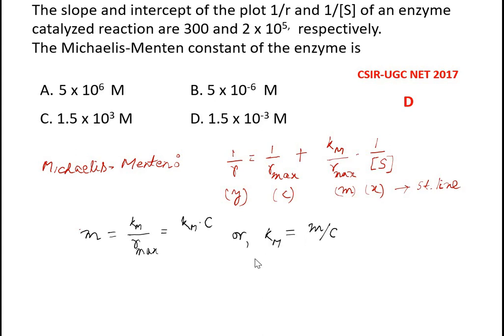From this we can see that the slope is Km by R max, but 1 by R max is c, so actually this is Km into c. So slope m equals Km into intercept, that means Km is slope by intercept, m by c. Now m and c are given as 300 and 2 into 10 to the 5, so you get the constant 1.5 into 10 to the power 3. So option D is the correct answer. Okay.